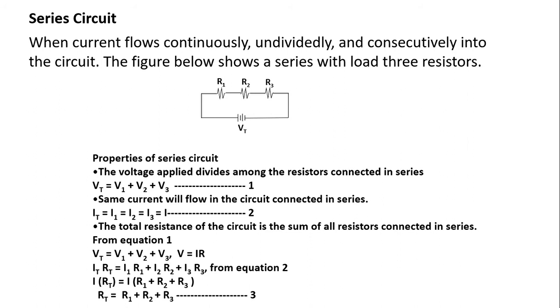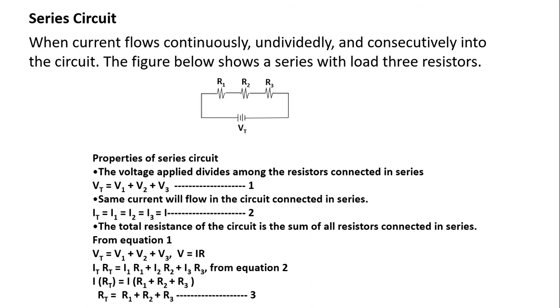When it comes to current, you will notice that there is only a single current flowing in the entire circuit. That is also the same as the supply current I total, which is also the same current that will flow through R1, the same current that will flow through R2, and the same current that will flow through R3. So we can consider that I total is equal to I1 is equal to I2 is equal to I3, or simply equal to a value which is I.